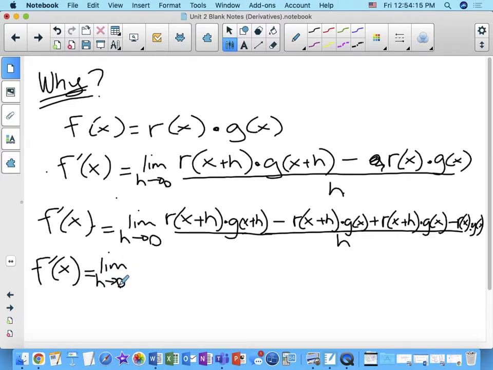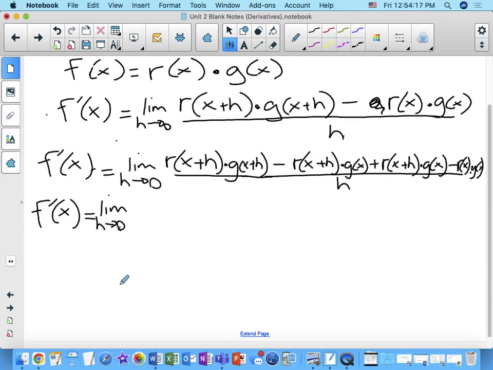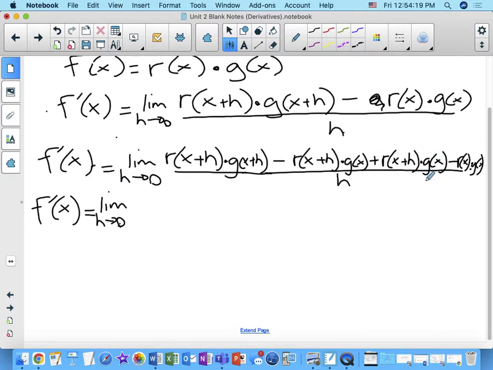Let's see if I can make this a little squishier so it doesn't spread out as much at the beginning, so that things don't get so squishy at the end.